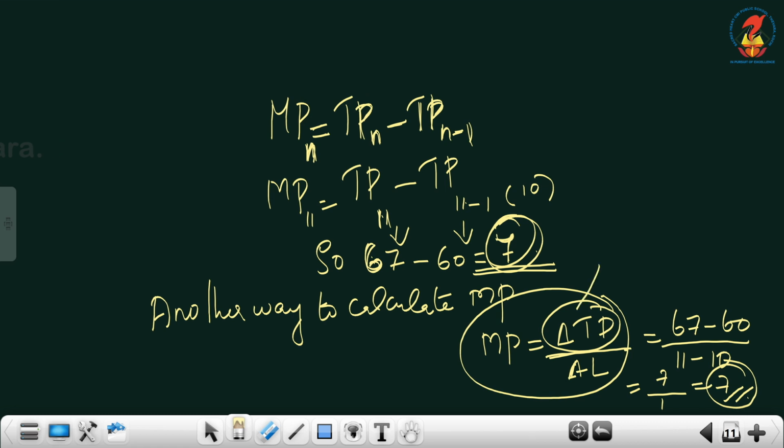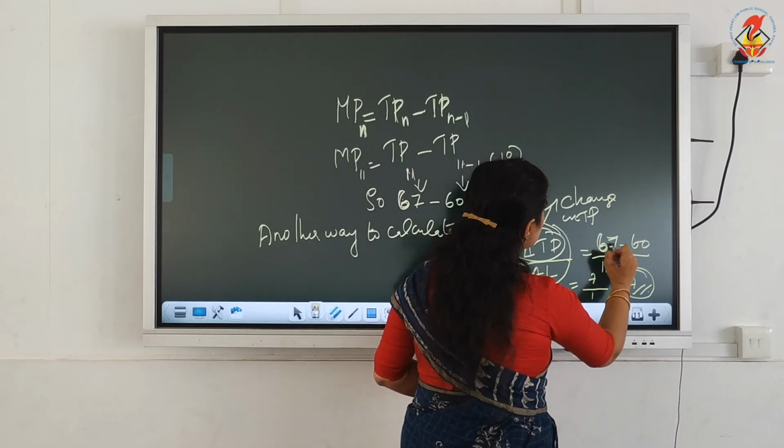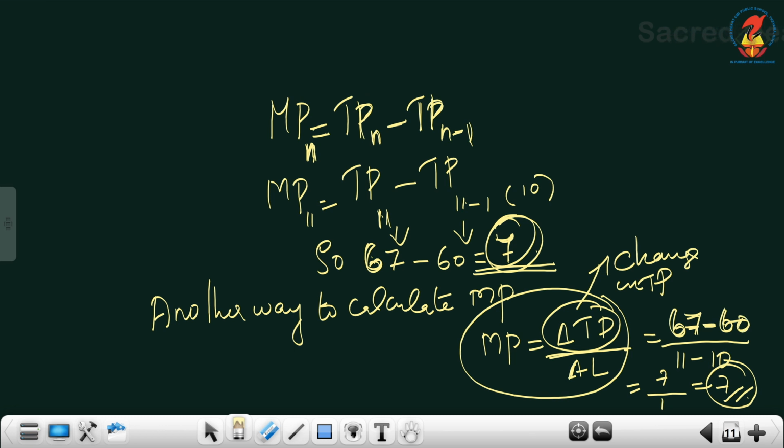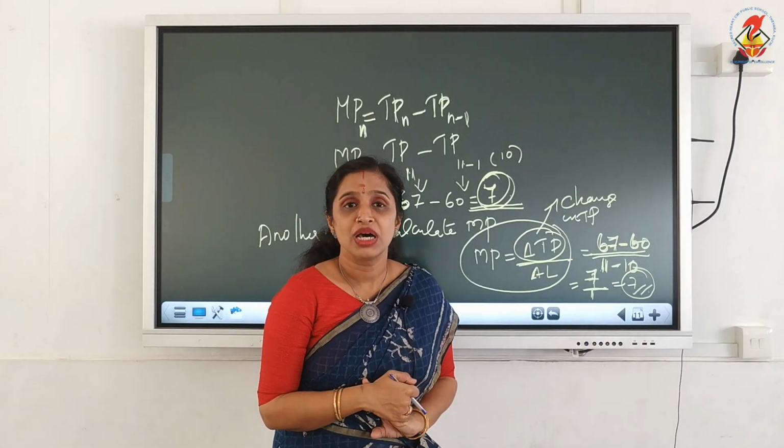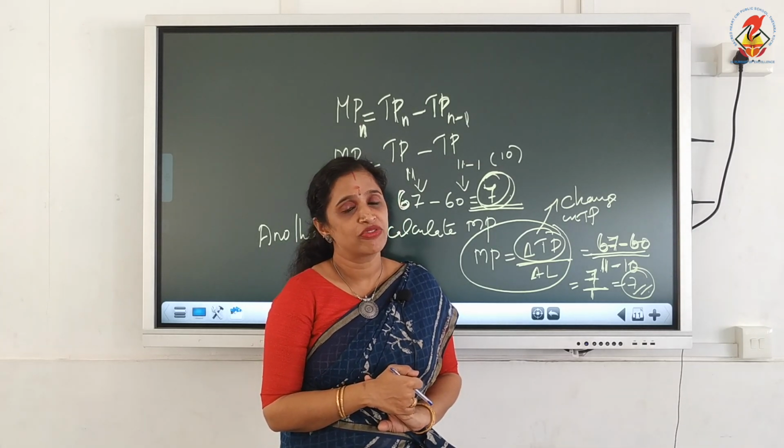What is delta TP? A change in the total production. So what is the change in the total production which has happened here? New production is 67. What is the old production? 60. So 67 minus 60 will give you 7. Divided by delta L, change in the labor. What is the new labor? 11. What was the old labor number? 10. So 11 minus 10 is equal to 1. So delta TP by delta L is equal to 7 by 1, which is equal to 7. So 7 addition has happened, and that is known as marginal productivity. The same answer you have got with the two equations.